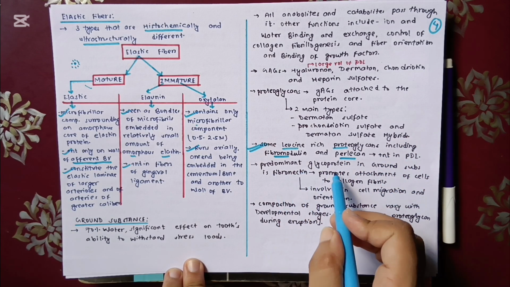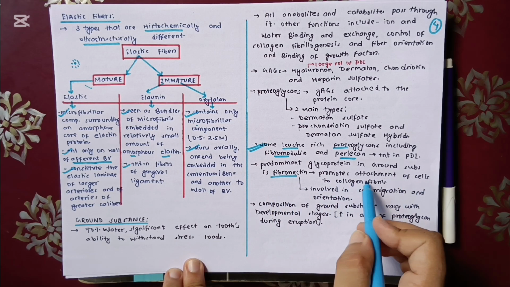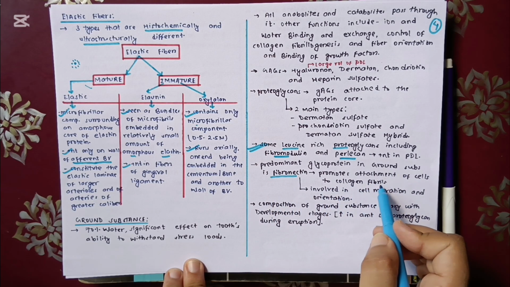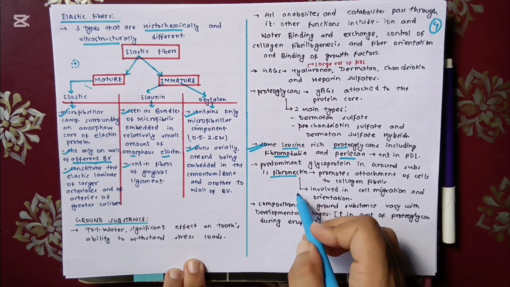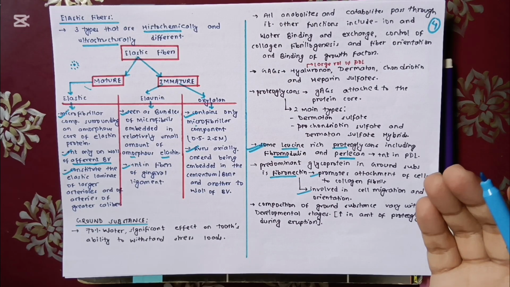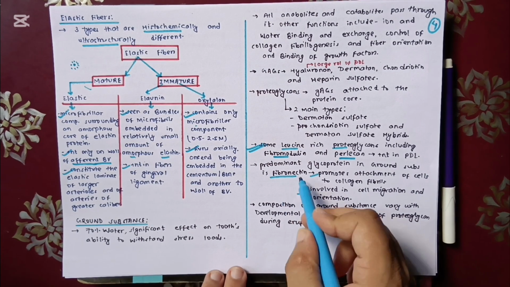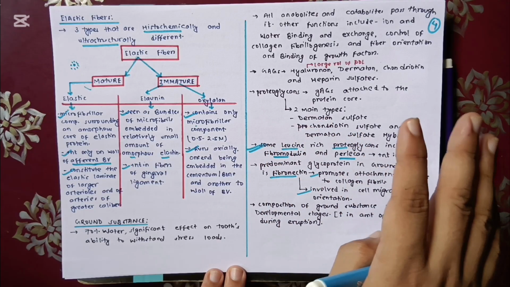After that, the predominant glycoprotein in the ground substance is fibronectin. Okay, and it promotes the attachment of the cell to the collagen fibrils, and is also involved in cell migration and orientation. Okay, so the glycoprotein is also the third component of this ground substance of the periodontal ligament.